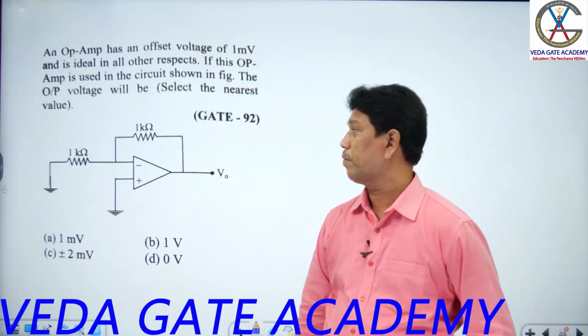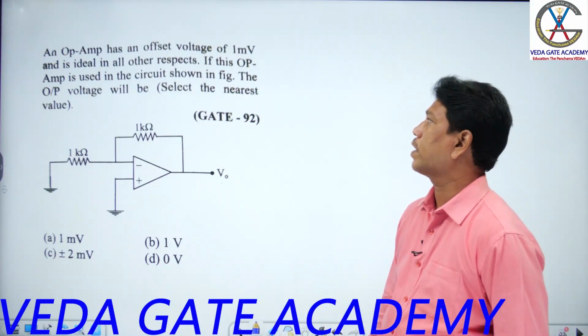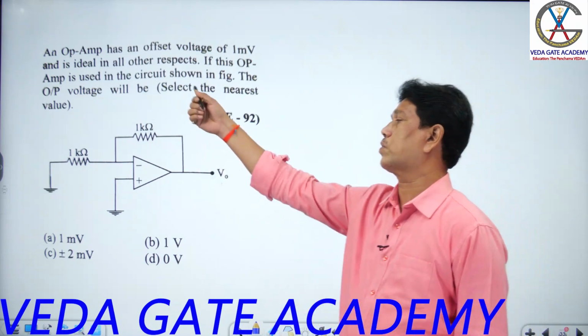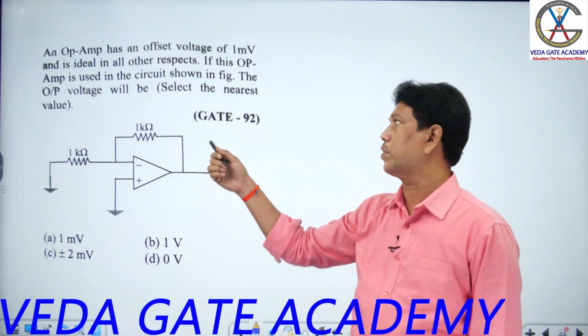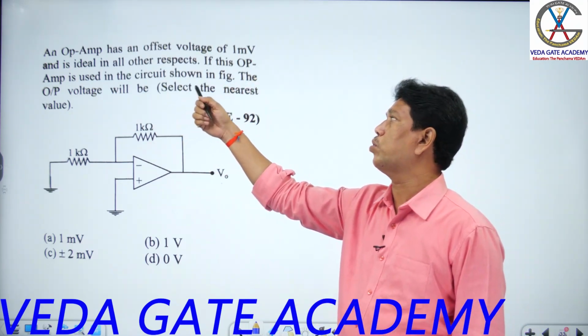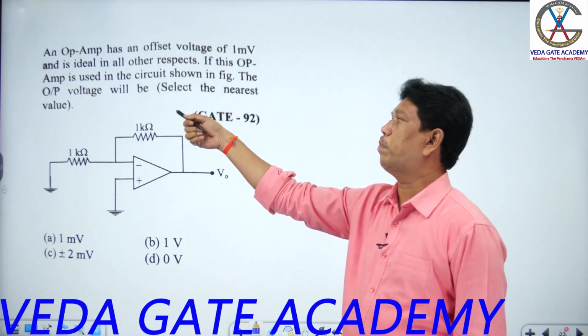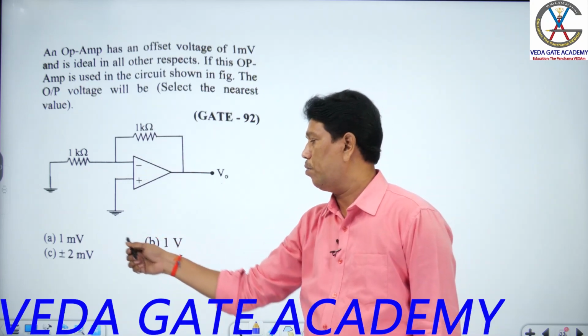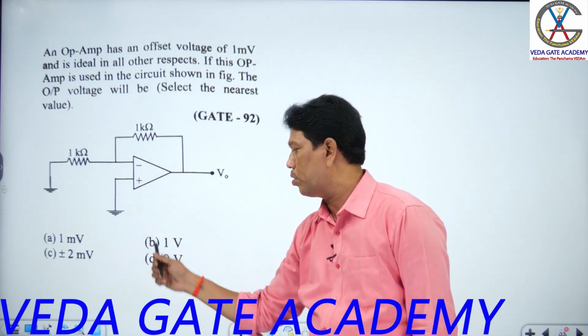Next one I can go, students. An op-amp has an offset voltage of 1 millivolt and is ideal in all other respects. If this op-amp is used in the circuit in the figure, the output voltage will be, select the nearest value: 1 millivolt, 1 volt, plus or minus 2 millivolts, or 0 volt.